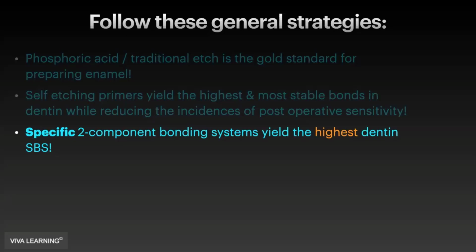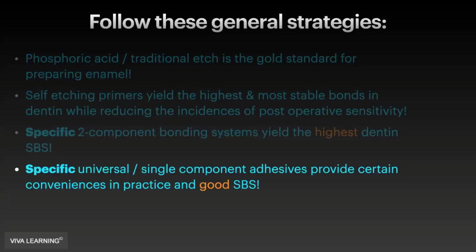For the highest bonds possible, there are specific two-component bonding systems that really enable us to get the highest dentin bond strengths. That being said, there are certain universal single-component adhesive systems that provide some conveniences for us, and they will get what I'm going to qualify as good, again, I'm doing air quotes, maybe not the highest, but good shear bond strengths. And so for somebody that says, I want to simplify my life, understand that we have to do everything perfectly, and we can have pretty good results, but they're going to be good.